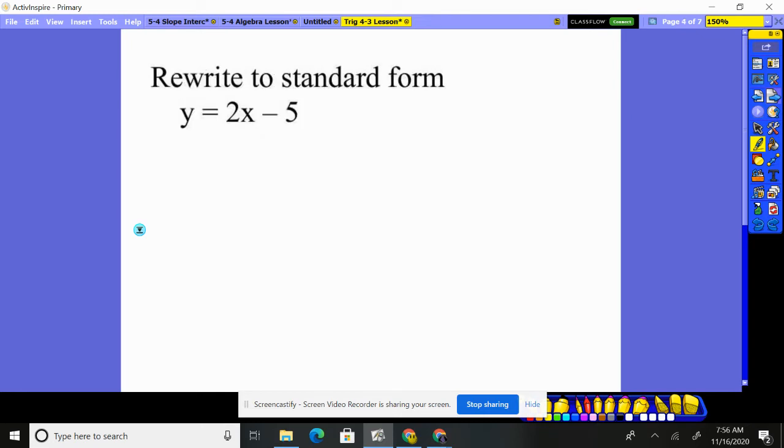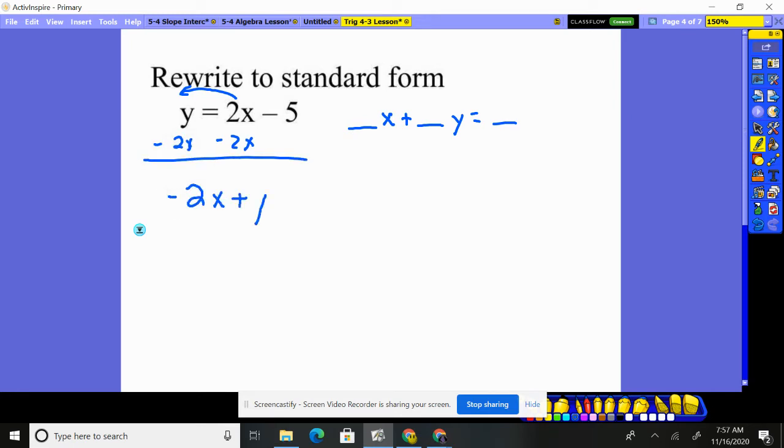So let's take a look. Let's rewrite this in standard form. Right now it's in slope-intercept form, which is great to graph. We could plot our y-intercept at -5 and know a slope of 2, up 2 over 1. But we want this in standard form. We want it to be something x plus something y equals the number. So I need to move my x over to that side. Let's subtract 2x from both sides. That gives me negative 2x because I want it first. The y is positive and the 5 is negative.